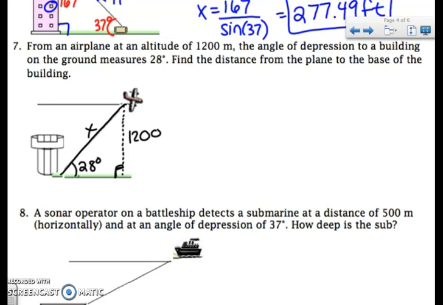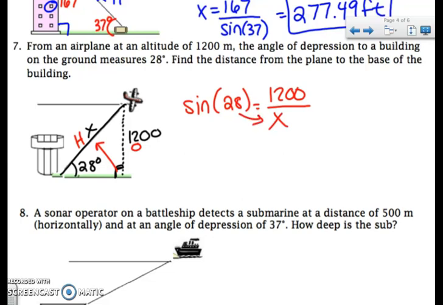So I have a degree, I have an opposite, and I have the hypotenuse, which means that would be sine. Sine of 28 equals opposite over hypotenuse. x is down low, so I'm going to switch it.